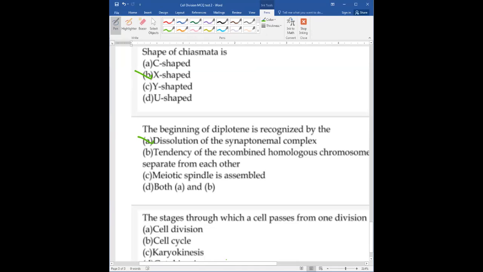Mitotic spindle is assembled. That is not this thing actually. So the answer is, out of these two, the best answer would be A. Rather than going for D, A should be the best answer, guys.